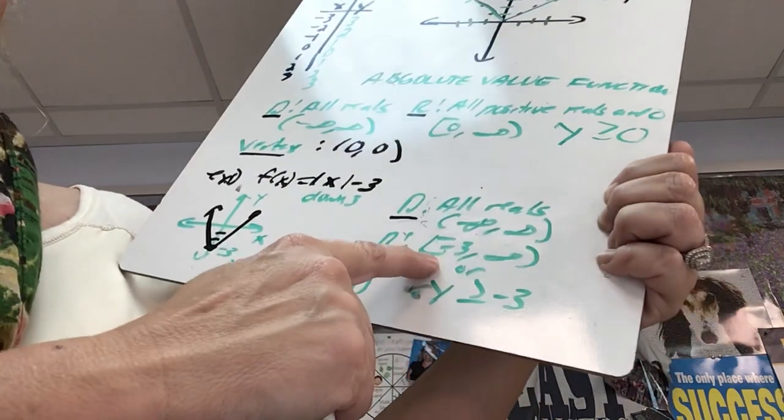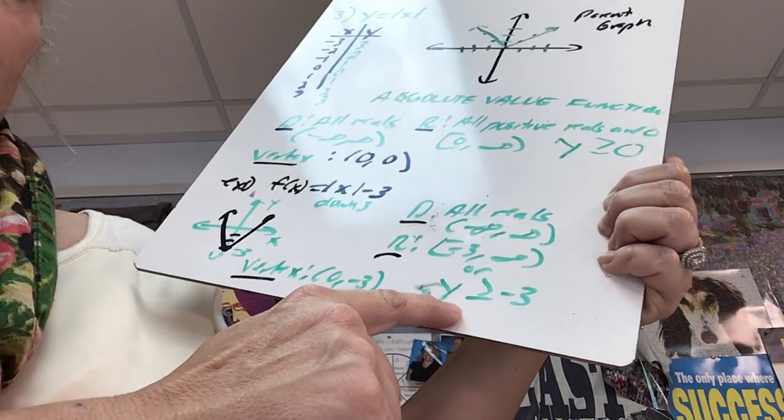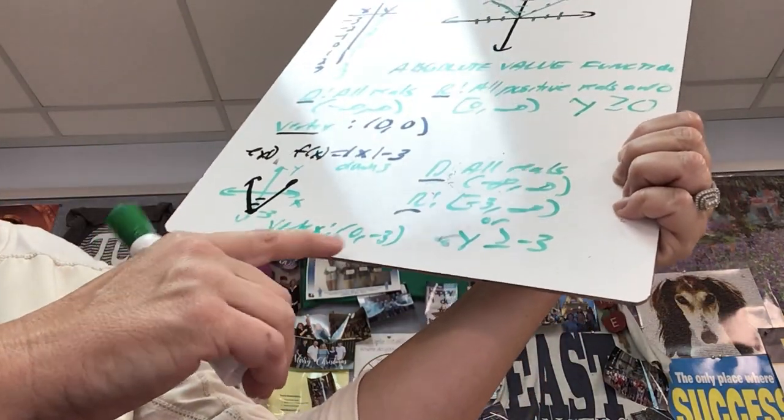So this is the fancy notation, -3 to infinity, or you could just say y is greater than or equal to -3. Since the graph moved down, it included more y values. So my vertex is 0, -3. Okay, let's take a look at example 2.